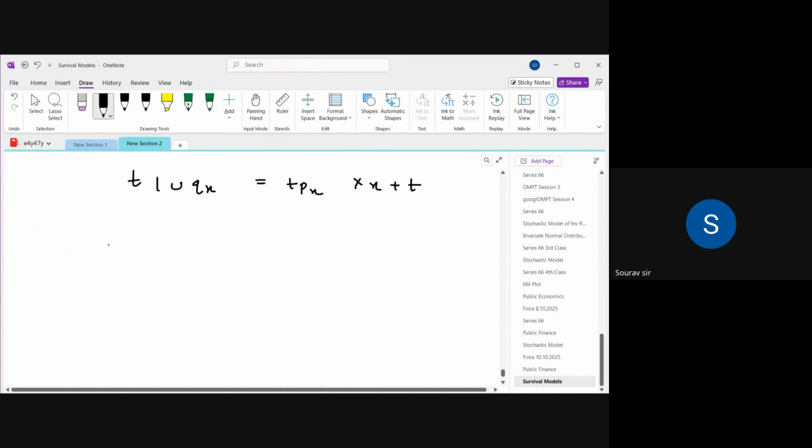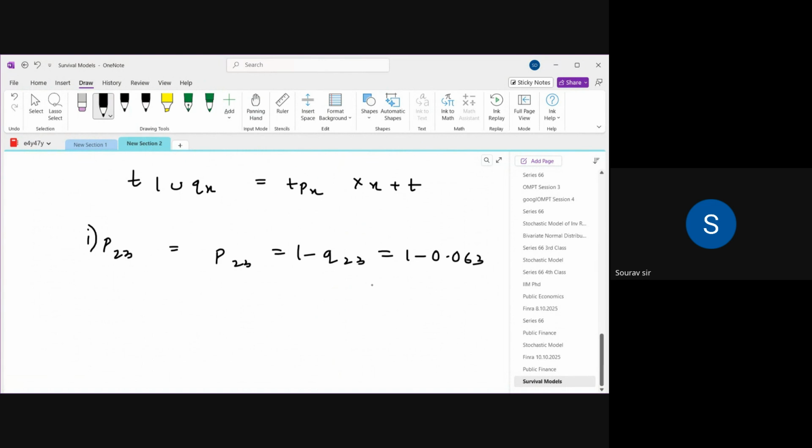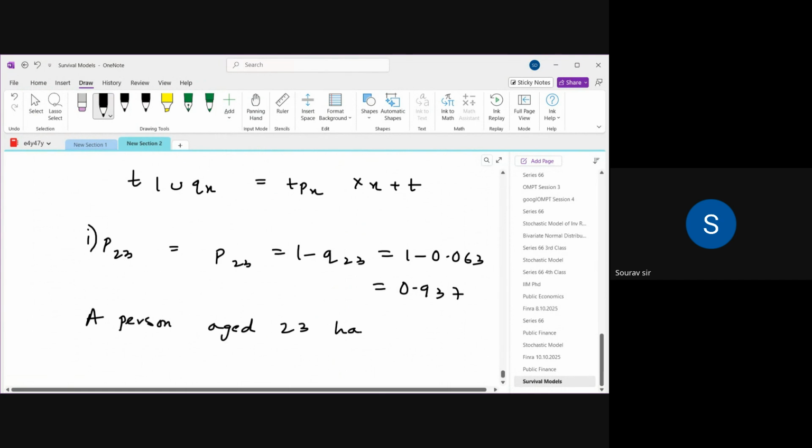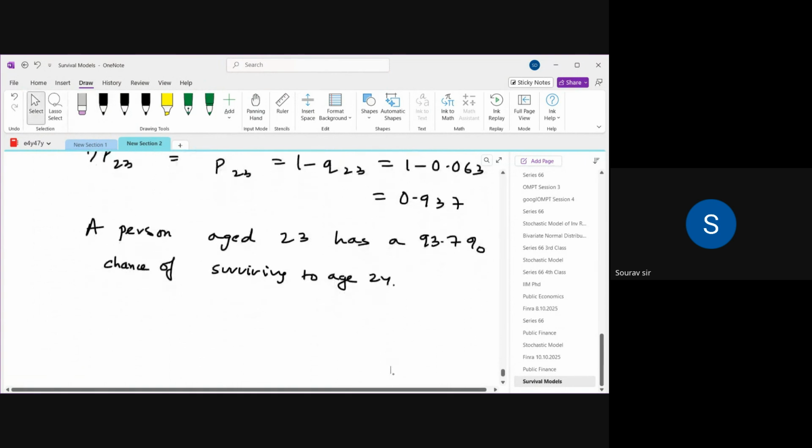P23 first. That will be 1 minus q23, so it is 1 minus 0.063, which comes to 0.937. The interpretation we also have to understand: a person aged 23 has a 93.7% chance of surviving to age 24.